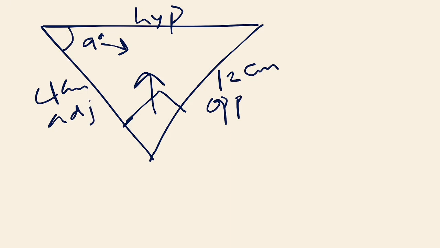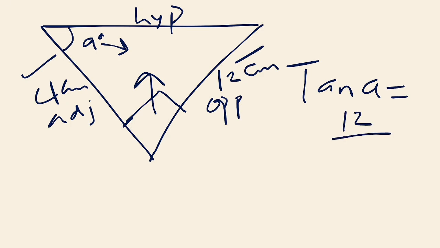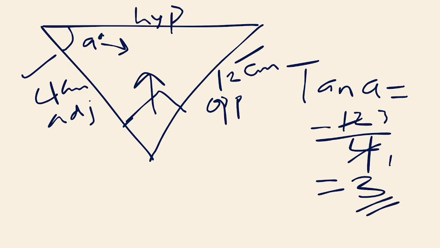What are the two sides given? You have 4 cm, which is your adjacent. You have 12 cm, which is your opposite. So definitely you'll be using tan A. So tan A will be equal to your opposite, TOA, opposite over adjacent. Your opposite is 12 over your adjacent is 4. When you reduce this to its lowest term, 4 here 1, 4 here 3. So you are going to be having tan A equal to 3.